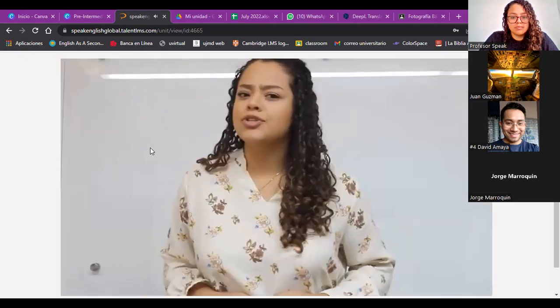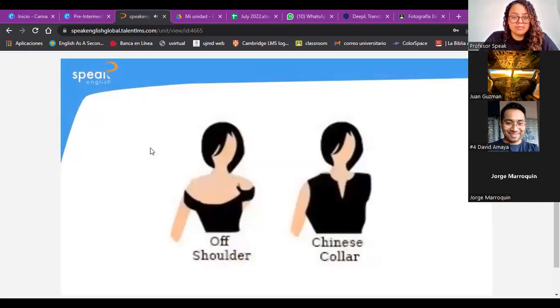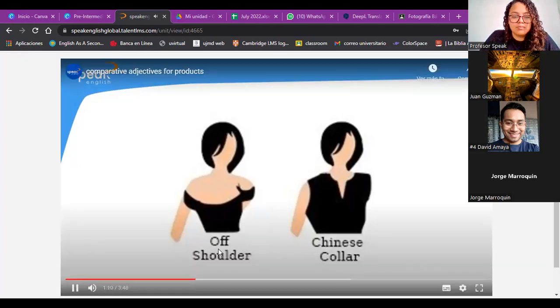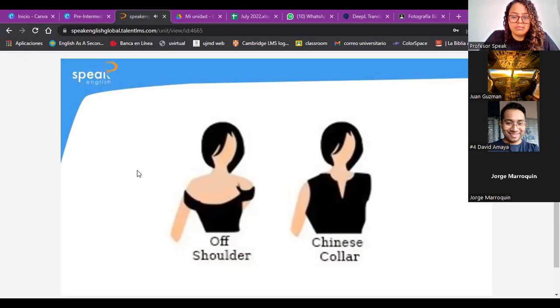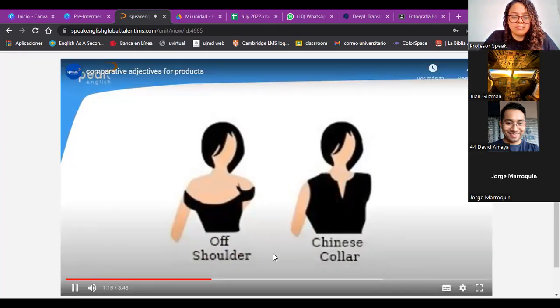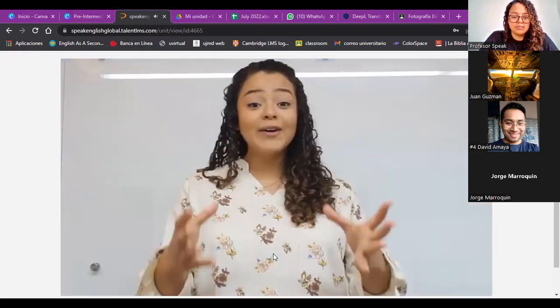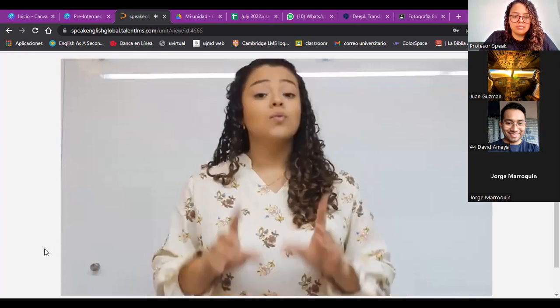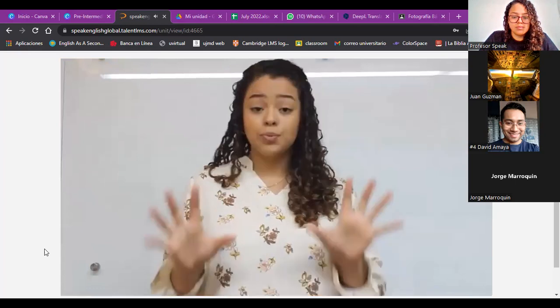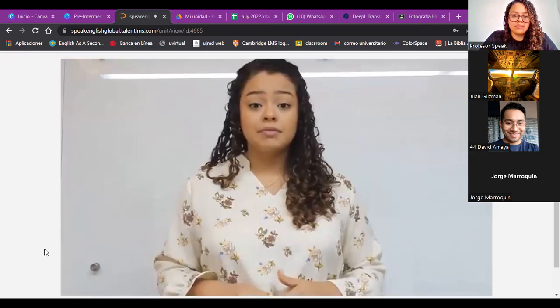Let's see another picture, okay? Let's see this picture of blouses. Let's see some differences. So one difference is that one blouse is sexier than the other. Difference number two. The other blouse is more formal than the other. Did you listen to those words? Sexier, more formal. These words are comparative adjectives. When you want to compare two products, you use adjectives in the comparative form.